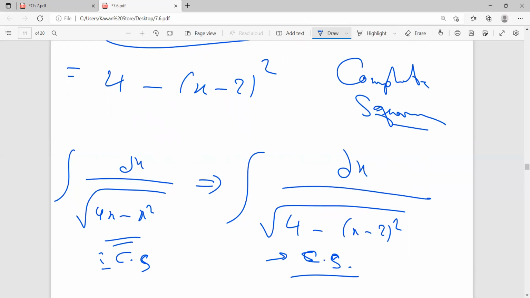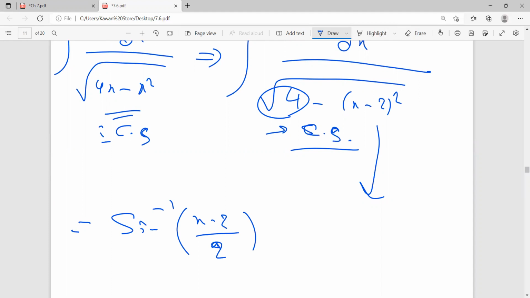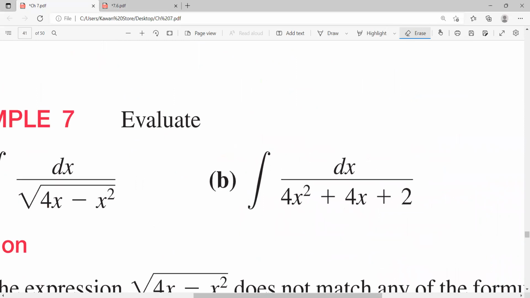And that one can be solved, as we did before, by sine inverse of u over a plus c. You get it or not? Okay. Let me ask you one question. Which formula is that? Yalla. Sine. Where's the square root? Tan. It should be tan. There is no more option.